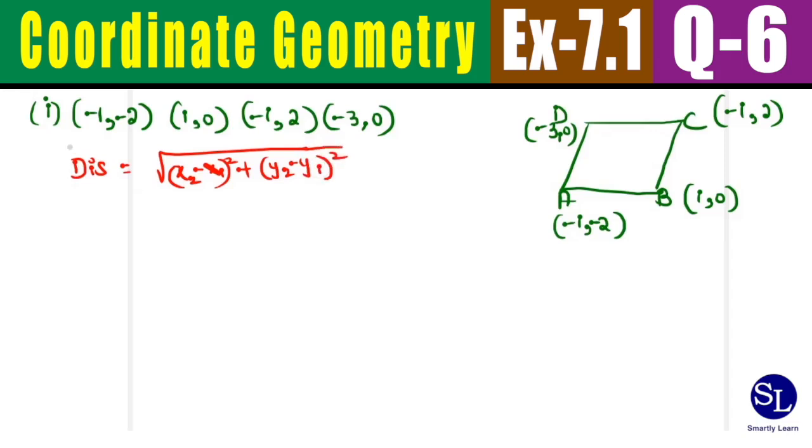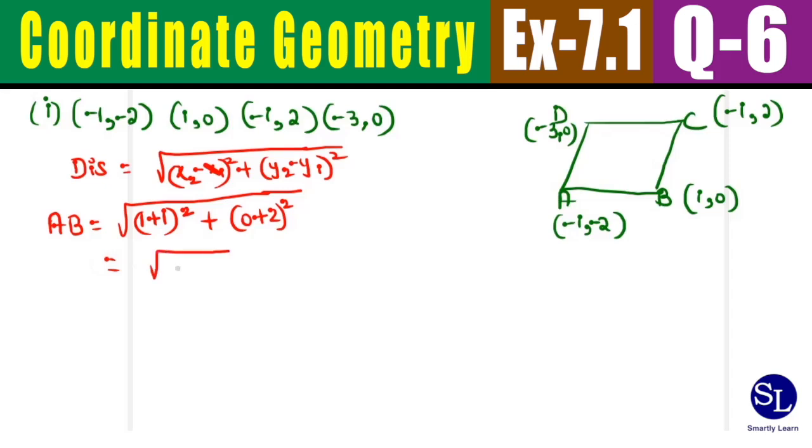So once that's noted, now let's start calculating the distance AB. AB is going to be root of (x2 minus x1), so 1 minus of -1 is +1 the whole square, plus 0 minus of -2 is +2 the whole square. So this is going to be 2 square plus 2 square, which is root 8. We will leave it as such. We'll get back to it later if we need it.